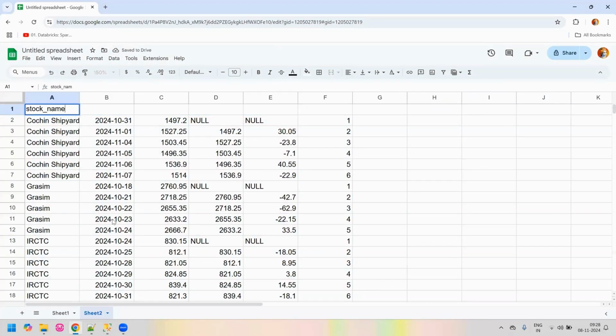So we have stock name, stock date. This is the stock price. This is the previous day price. This is the difference price. And this is the ID column that we generated. So this is the data that we have for now.